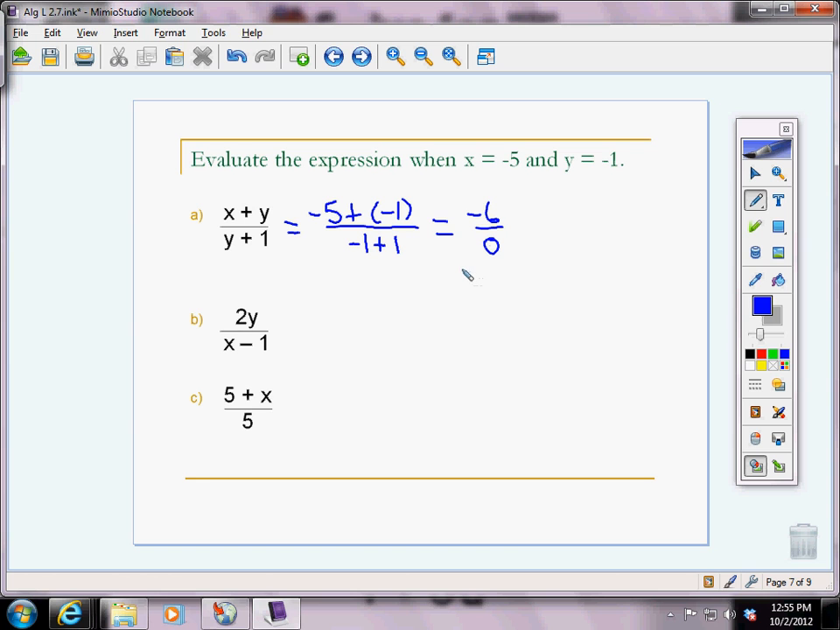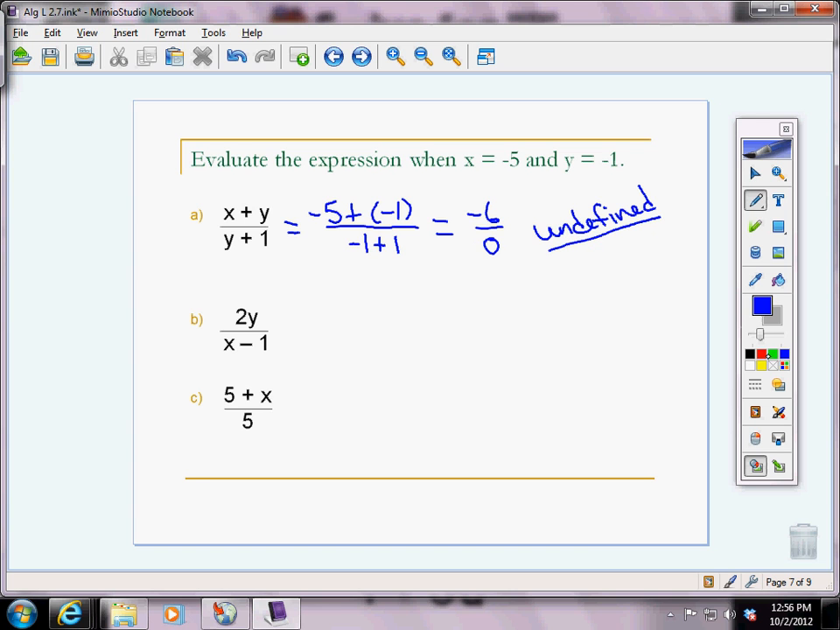Is it possible to divide by 0? Is it possible to take a number and break it up into 0 groups? No, it is not possible. So, whenever you get a 0 on the bottom of a fraction, our answer is undefined. Okay, mathematically, we don't know what that answer is. We don't think it's feasible, so we say it's undefined, because we do get situations where this occurs. We're not really sure what it means though, so we use the term undefined.